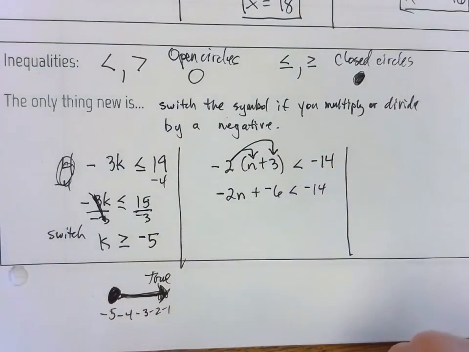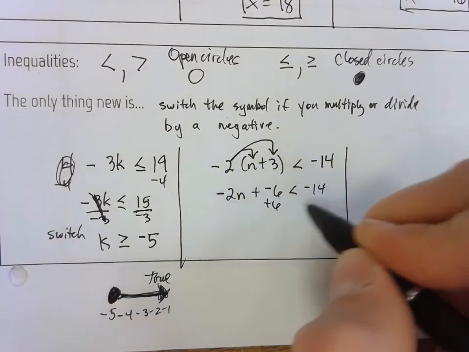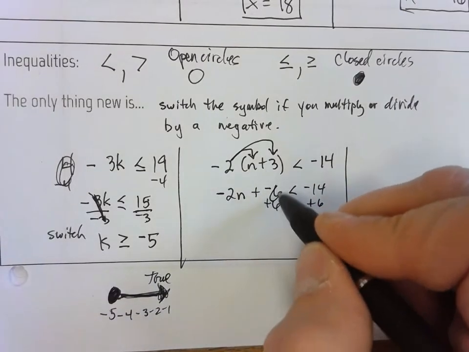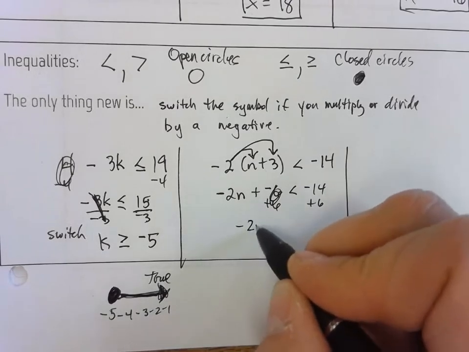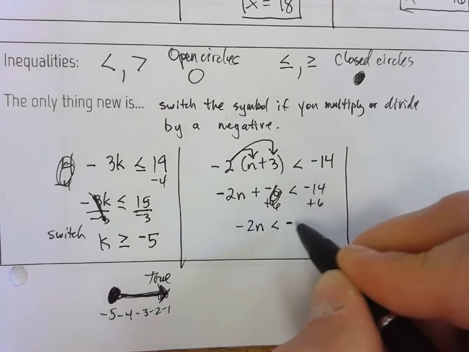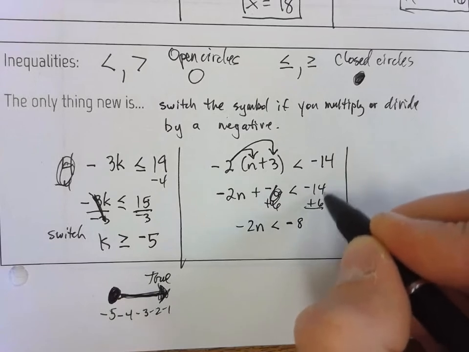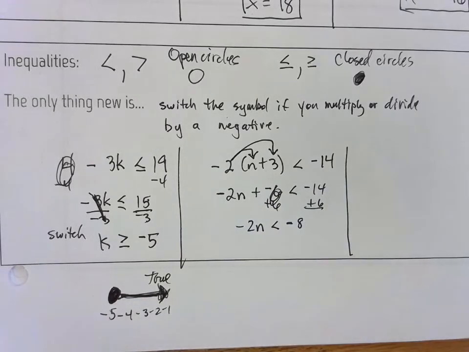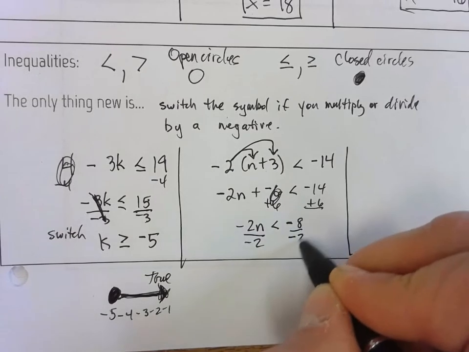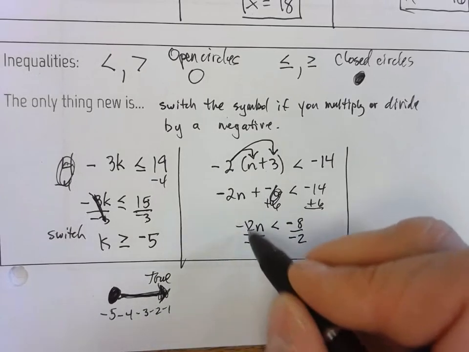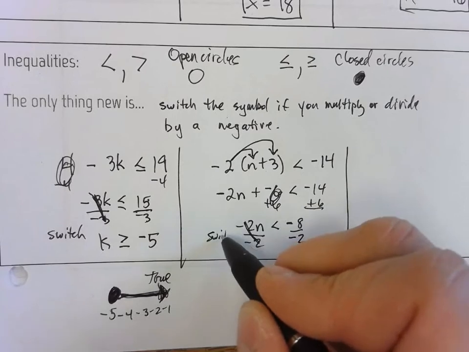Want to get rid of my constant again first. So I'm going to add 6 there, add 6 there. Okay, so that gives me negative 2n is less than negative 8. When I add those together, remember you want to actually subtract them, keep the sign of the bigger number. And now I'm going to divide by negative 2. Well, am I dividing by a negative in this problem? I am. So again on this one I got to switch.